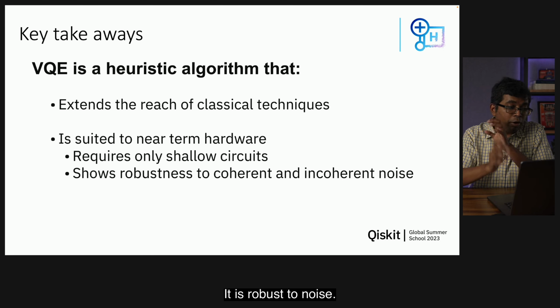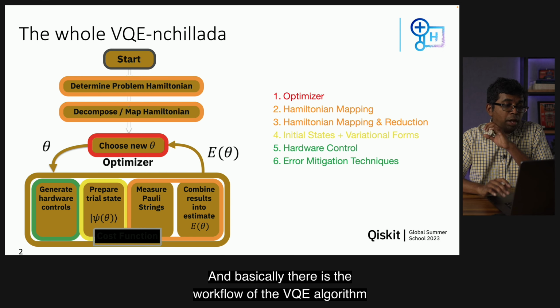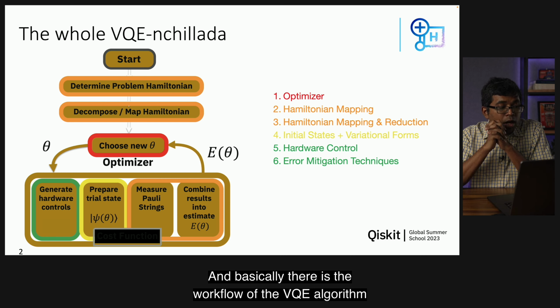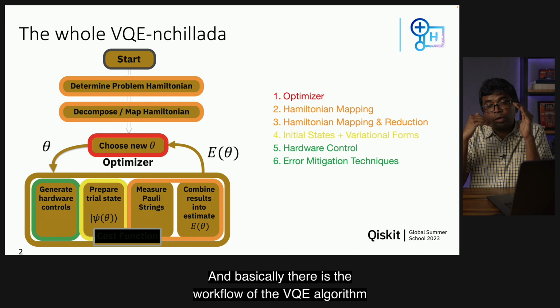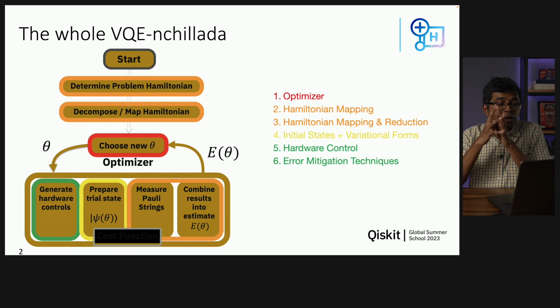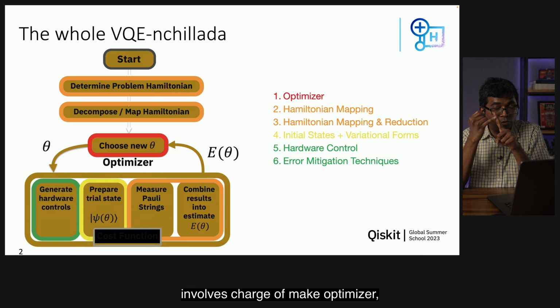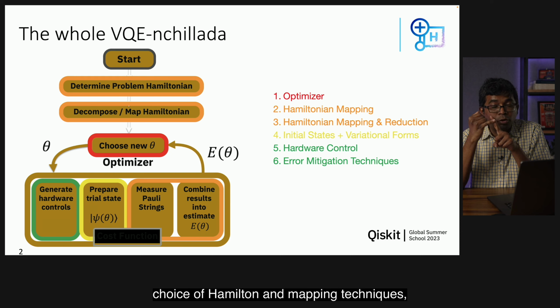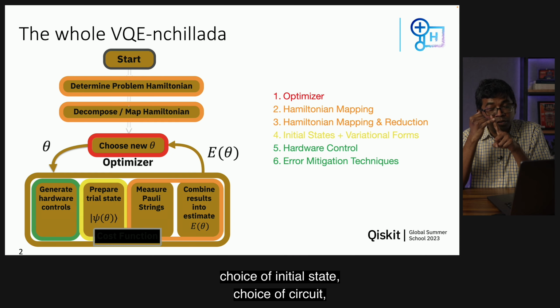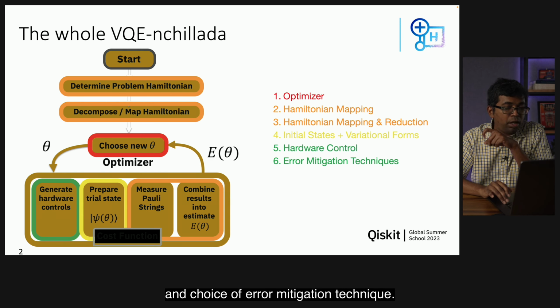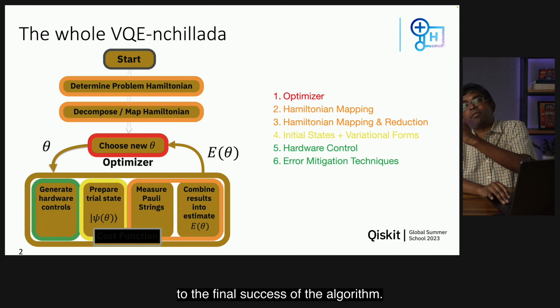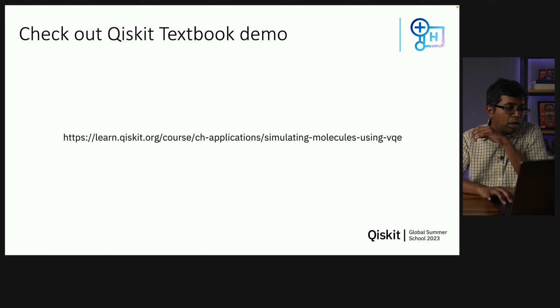It is robust to noise, and the workflow of the VQE algorithm involves the choice of optimizer, choice of Hamiltonian mapping technique, choice of initial state, choice of circuit, and choice of error mitigation technique. All these choices contribute to the final success of the algorithm.